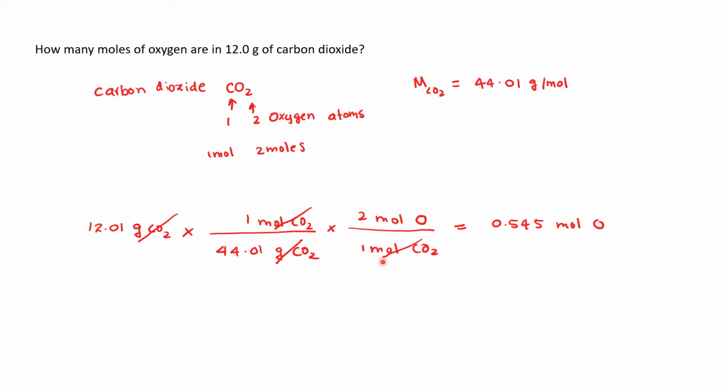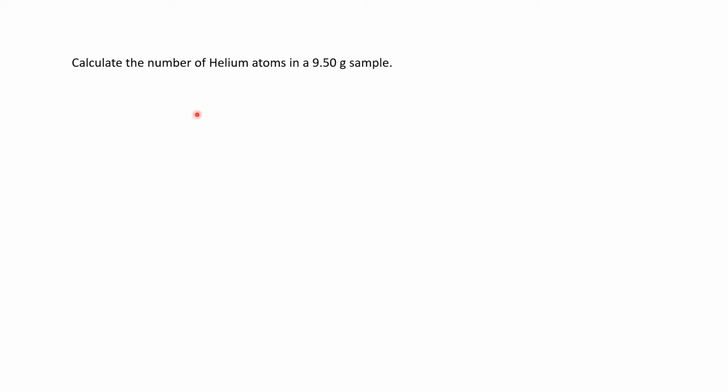So 1 mole of carbon dioxide has 2 moles of oxygen. So we are going to use that fraction here and you can see moles carbon dioxide cancels out to moles carbon dioxide and you are going to end up with moles oxygen. So the answer to this question is 0.545 moles.